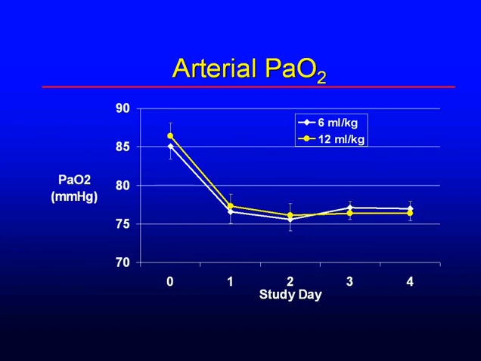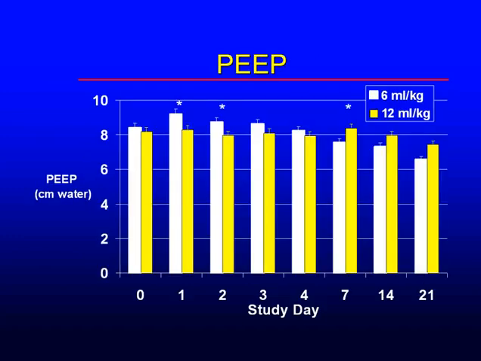The two groups had essentially the same PO2 or O2 saturation. In order to maintain that same level of PO2, it was necessary to use a higher PEEP. So during the first 2 or 3 days after randomization, the PEEP levels in the 6 ml group were higher by about 1 centimeter of water, significantly so on days 1 and 2. A similar slide that shows FiO2 versus time looks just like this. So we needed to use slightly higher PEEP, slightly higher FiO2 to maintain the same level of arterial PO2.